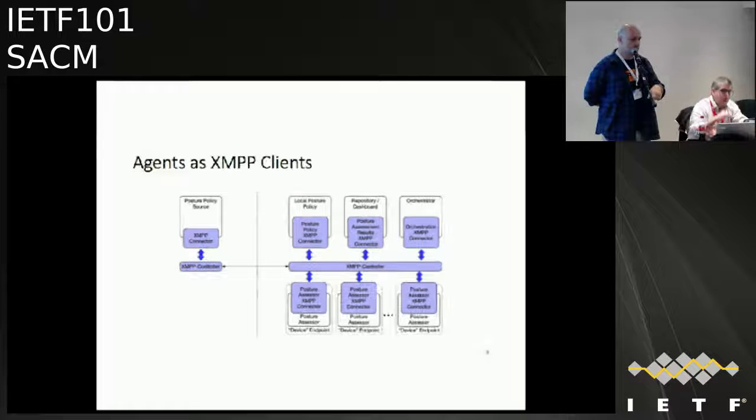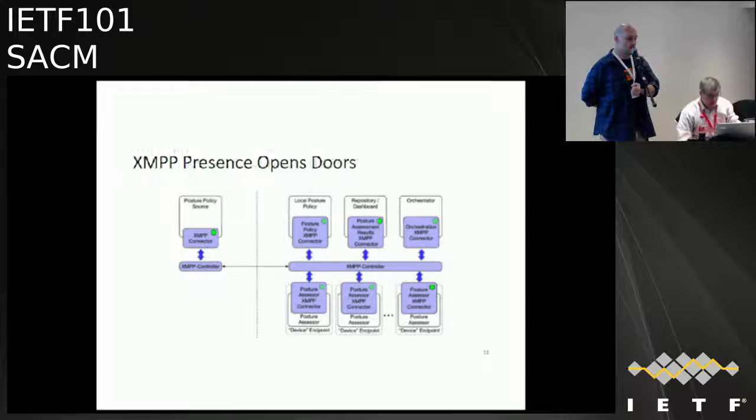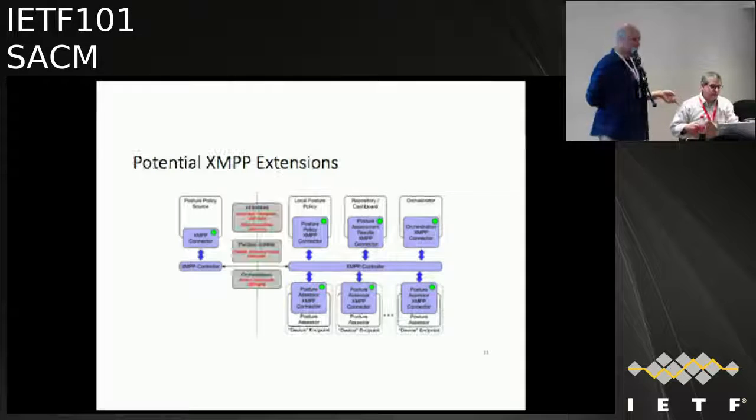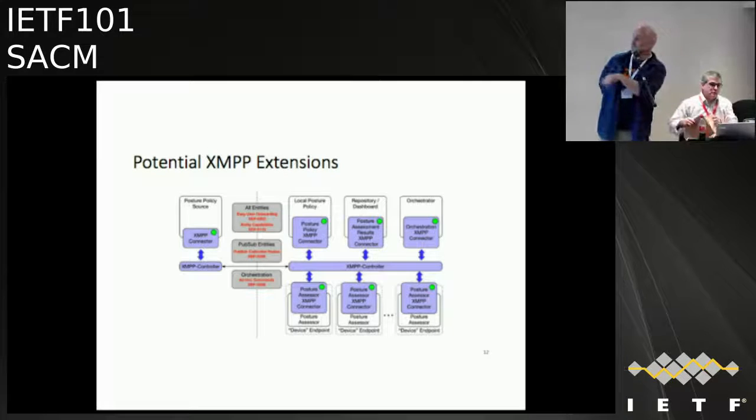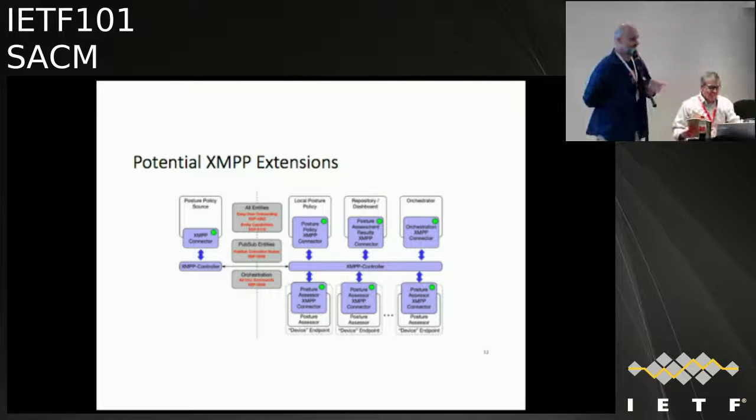Next slide. Yeah, so we can explore the ability for an agent to be an XMPP client. Next. We can rely on presence. A lot of the extensions that we want to use actually are based on XMPP presence, and that opens up doors to other things. Which are basically some of these, which you can't read. Sorry about that. Please download the slides.